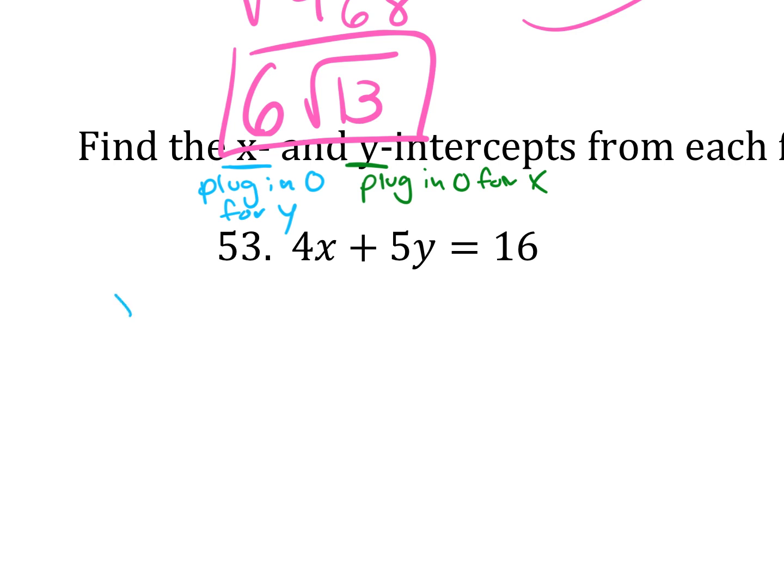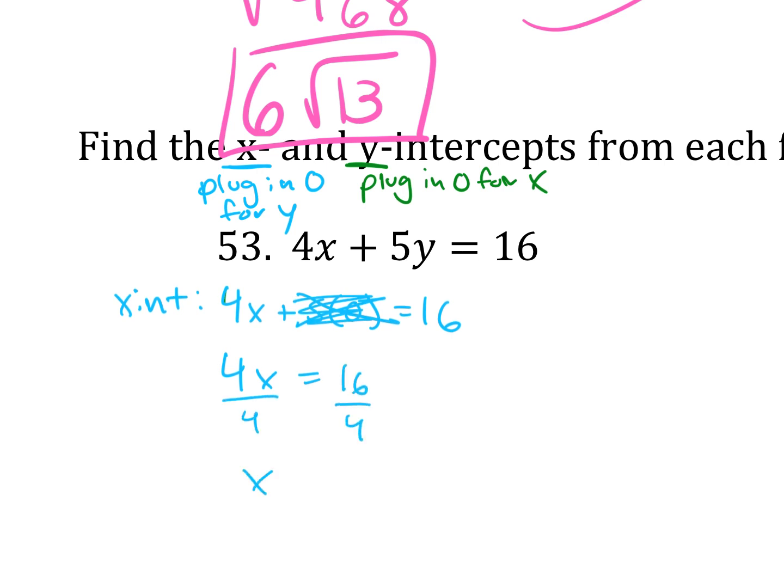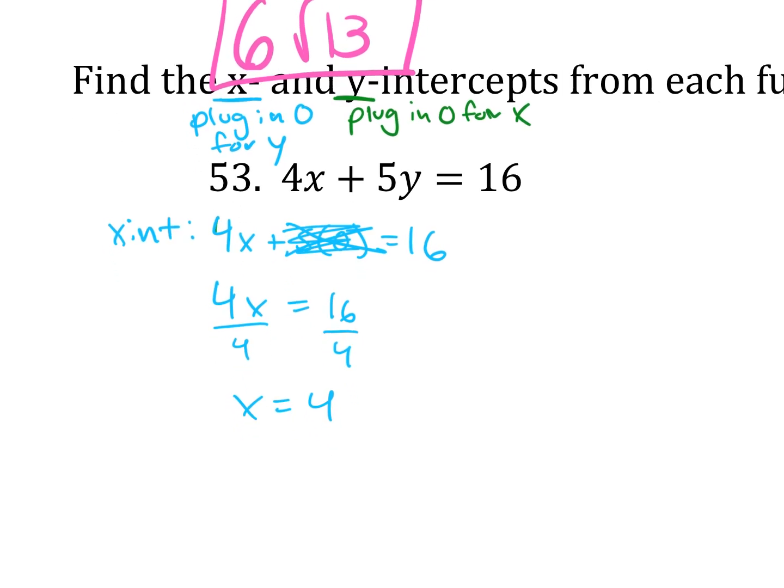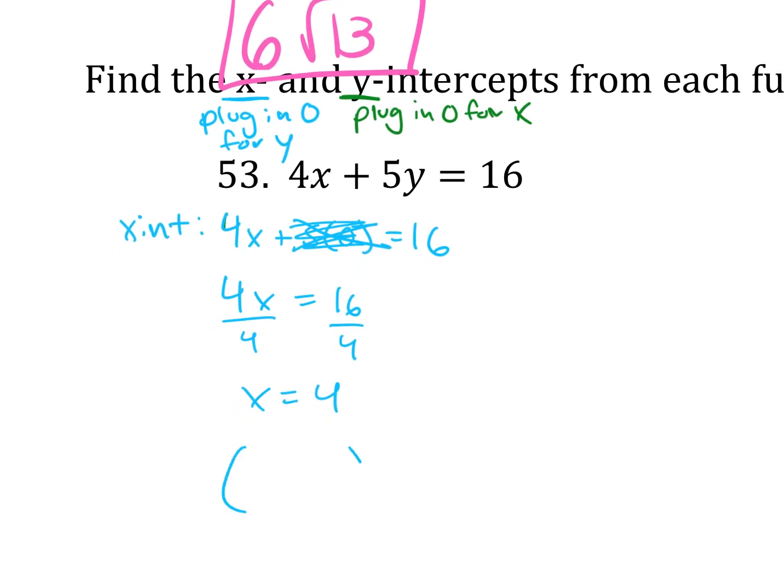So let's start by finding our x-intercept. We want to plug in 0 for y. So we have 4x plus 5 times 0 is equal to 16. 4x is equal to 16 because 5 times 0 would just be 0. Divide by 4, so x is equal to 4. How do I write that as an x-intercept, a point? (4, 0). We found the x, so that goes into the x spot.